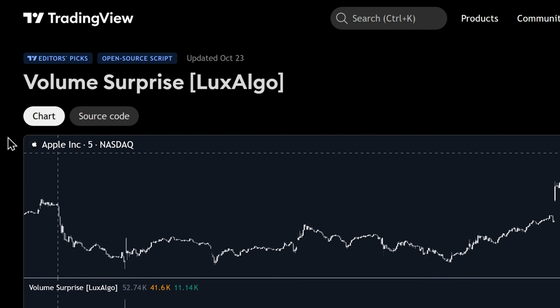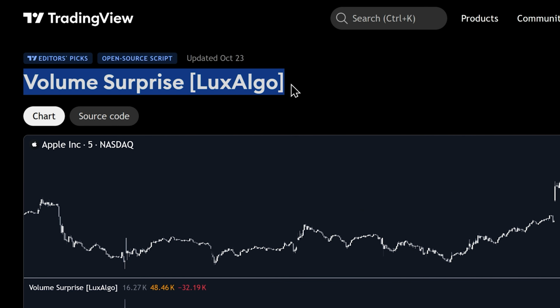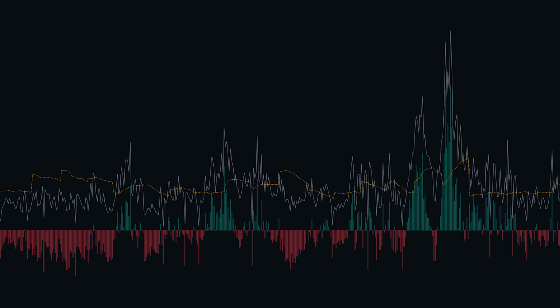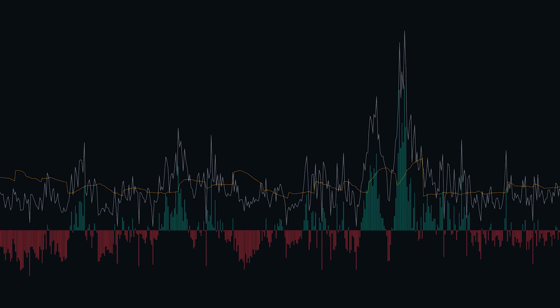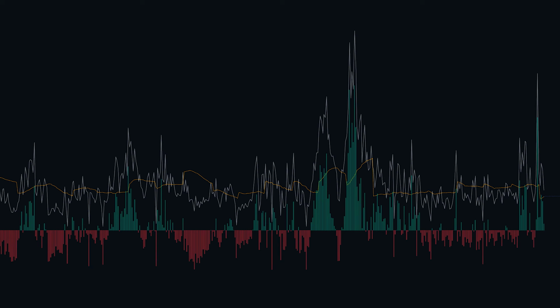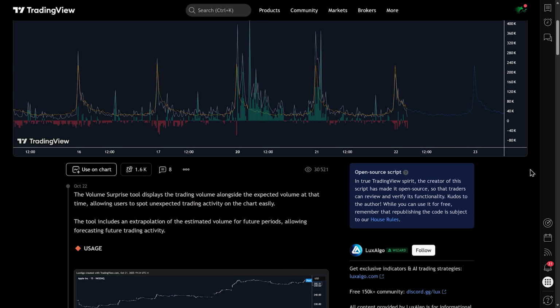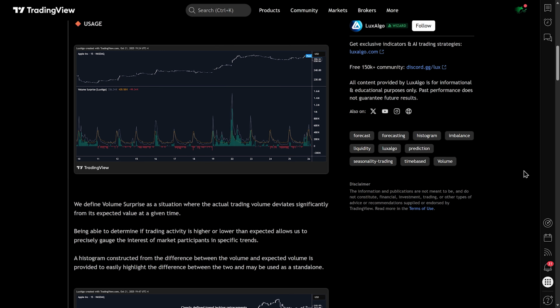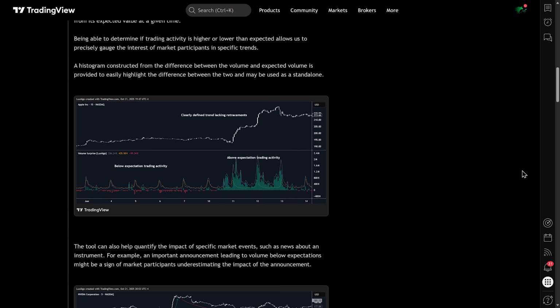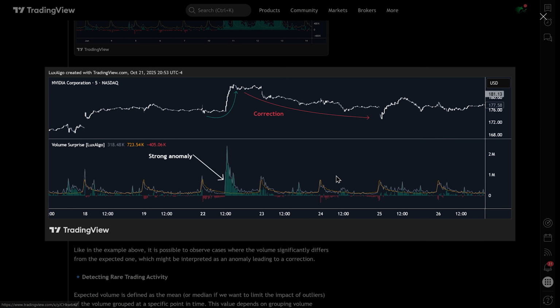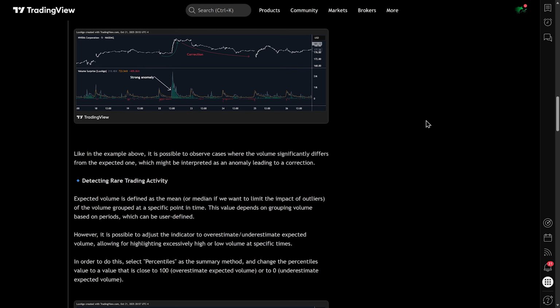In this video, we're taking a look at the Volume Surprise Indicator by LuxAlgo. This tool compares the actual trading volume to the expected volume at any given time, helping you instantly spot unusual activity that could signal big moves in the market. By the end of this video, you'll learn 3 simple and effective setups you can use with this indicator, including how to confirm real breakouts, catch volume-based reversals, and spot smart money entries after liquidity sweeps. So make sure to stay tuned till the end.